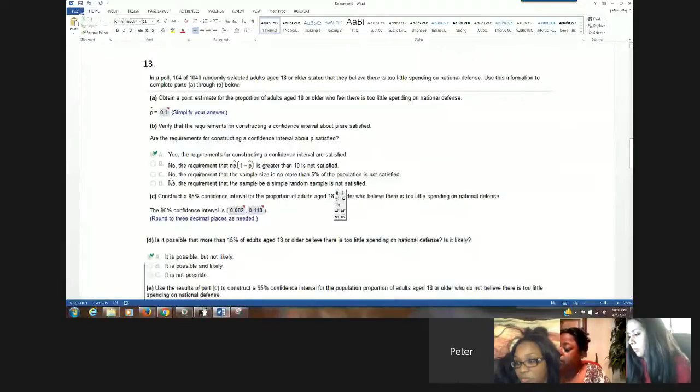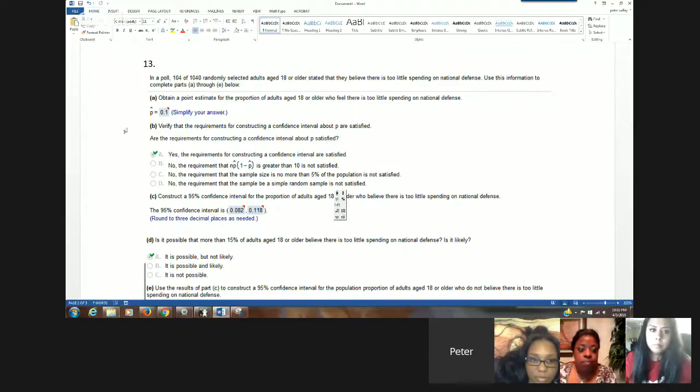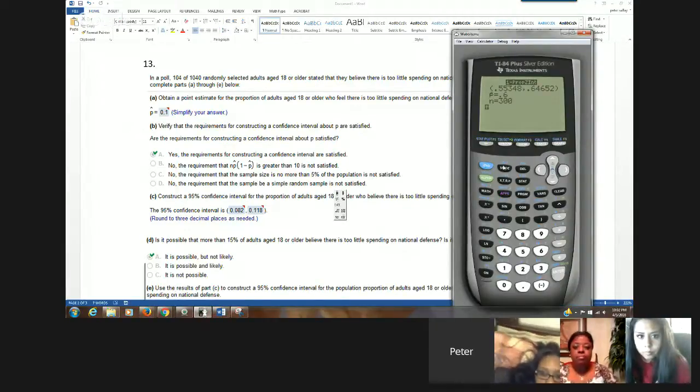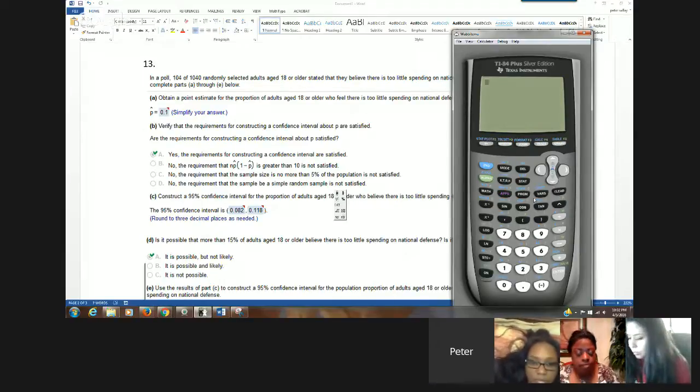All right, 13. In a poll, 104 of 1,040 randomly selected adults age 18 or older stated they believe there's too little spending on national defense. So already, this is starting to sound like a proportion. Use this information to complete the following. Obtain a point estimate. Point estimate means if 104 say there's an issue, what percent of the time is that? So literally just 104 divided by 1,040. And so we get a p-hat of 0.1.